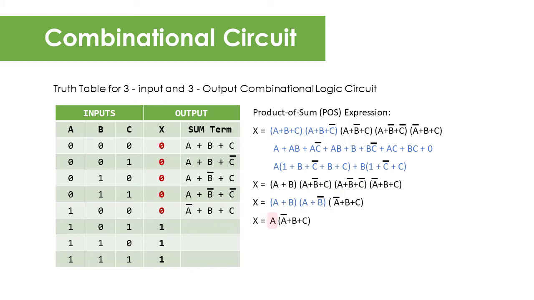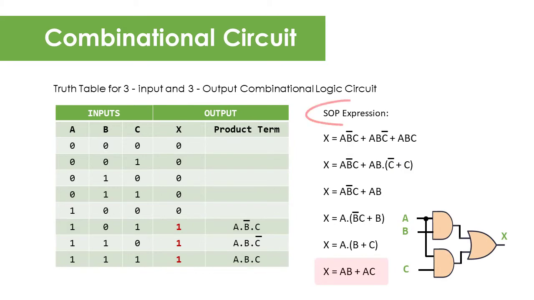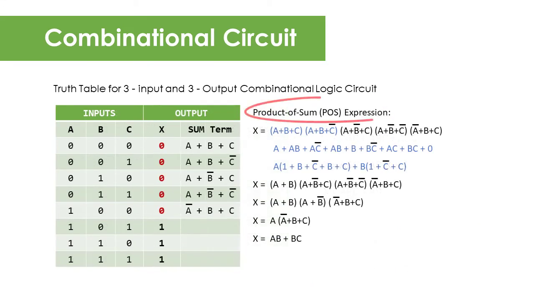And finally, if we distribute A to the remaining terms, we have A times A bar equals 0, and the remaining terms are AB plus BC. And we arrive at the exact same Boolean expression as with our SOP. But since this is in POS form, I'll factor out A to properly express it in product of sums.